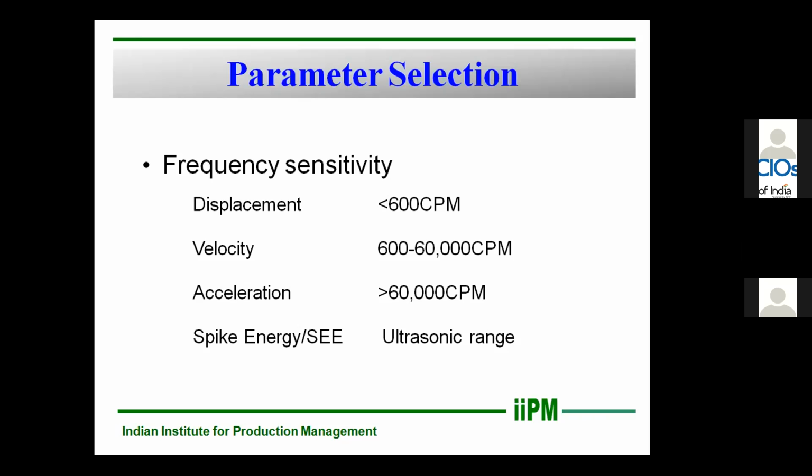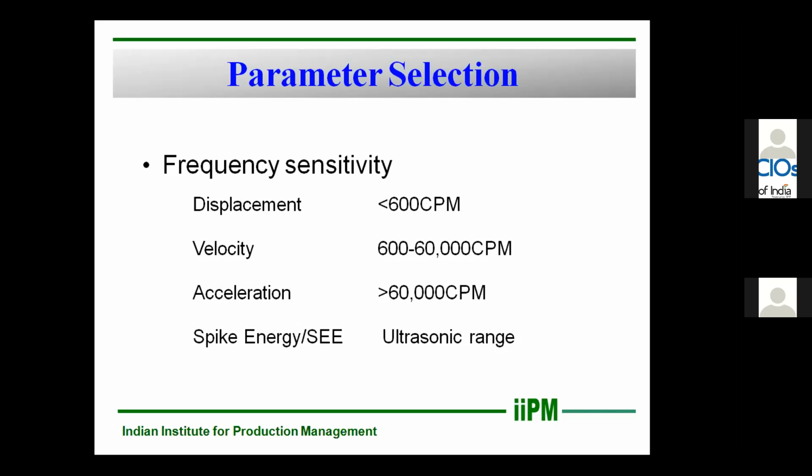Similarly, for velocity, 600 to 60,000 CPM, or cycles per minute. So if a machine is running between 600 to 60,000 CPM, then we can use velocity. And above 60,000, acceleration is used, because in the high frequency range, acceleration yields more significant values than velocity or displacement. So these things we should keep in mind: which type of machine, which unit you should use.